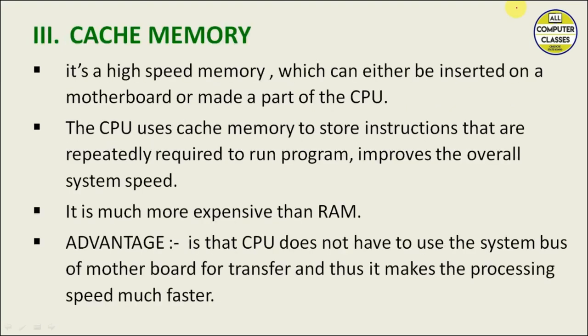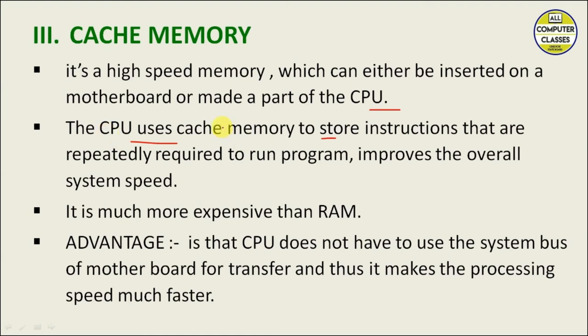Next is the third type of internal memory, which is cache memory. Cache is high-speed memory which can either be inserted on the motherboard or made a part of the CPU. The CPU uses cache memory to store instructions that are repeatedly required to run a program. It improves the overall speed of a computer because every work is to be done by the CPU, and the CPU executes millions of instructions in a second.